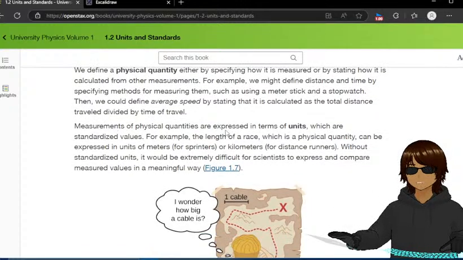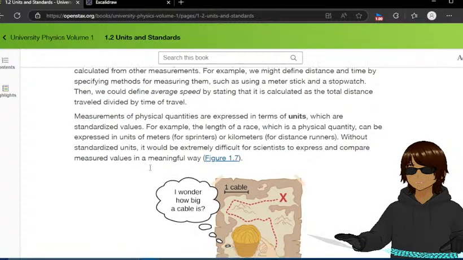Measurements of physical quantities are expressed in terms of units, which are standardized values. For example, the length of a race, which is a physical quantity, can be expressed in terms of meters or kilometers. Without standardized units, it would be extremely difficult for scientists to express and compare measured values in a meaningful way.